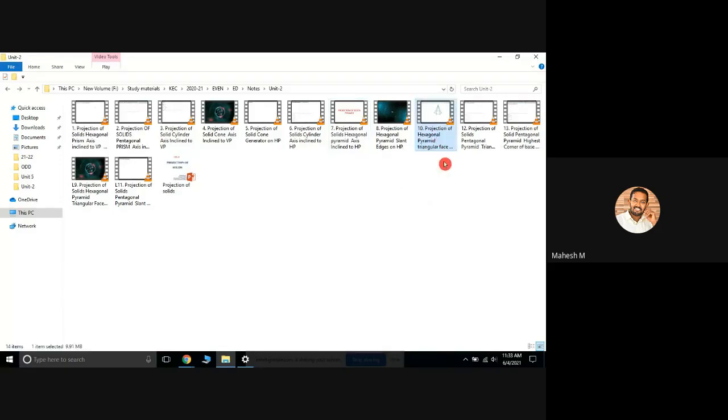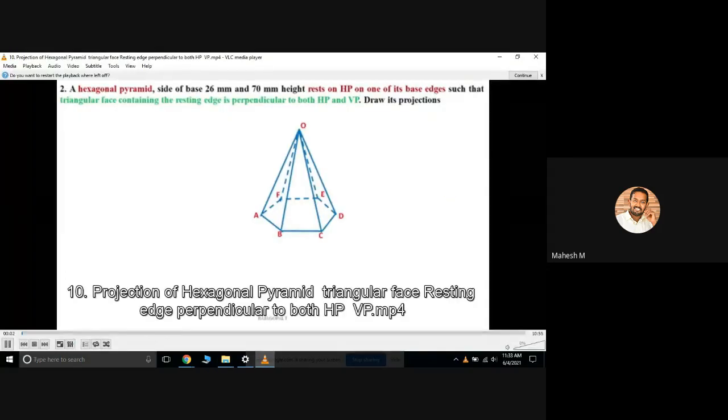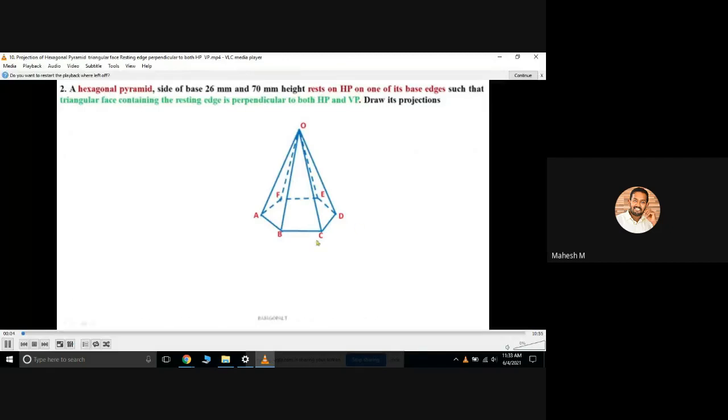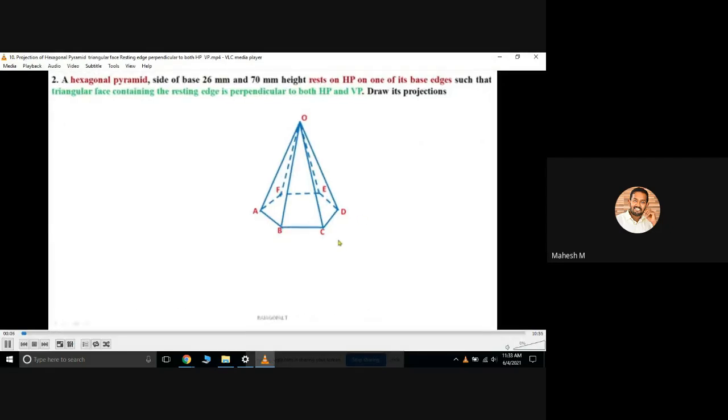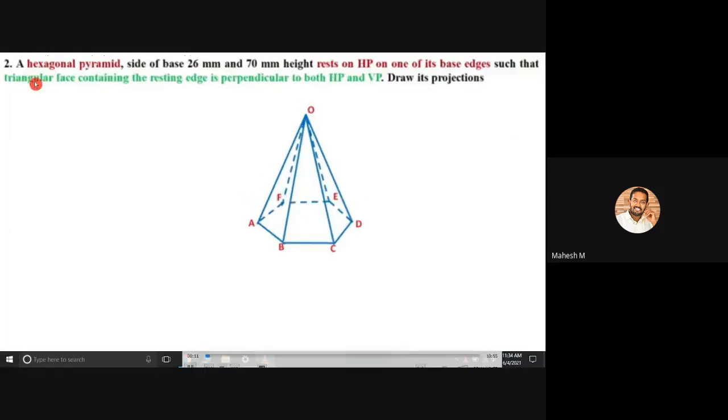So next one, this one is a hexagonal pyramid. It is a different kind of condition. Same hexagonal pyramid with a different kind of condition. Okay. So please read out the problem. Hexagonal pyramid, side of base 26 mm and 70 mm height. Rest on HP on one of its base edges.